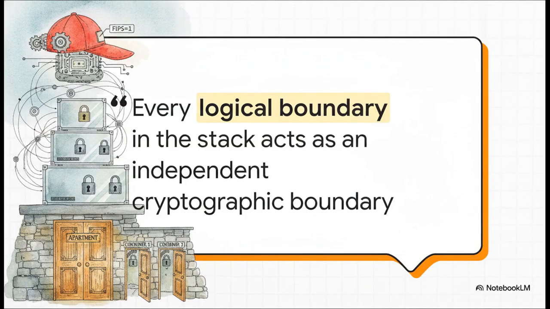Then there's the virtualization assumption. Simply setting the FIPS=1 kernel parameter on your Red Hat host does not magically cascade compliance down to your user space containers or service meshes running inside it. It's like building a fortress of a foundation but totally forgetting to lock the individual apartment doors. Every single container, every proxy sidecar, operates as its own independent logical boundary.